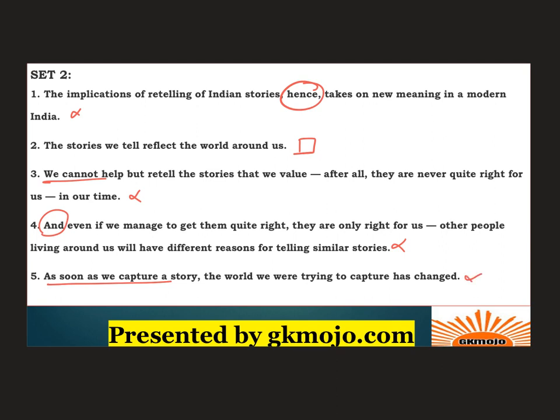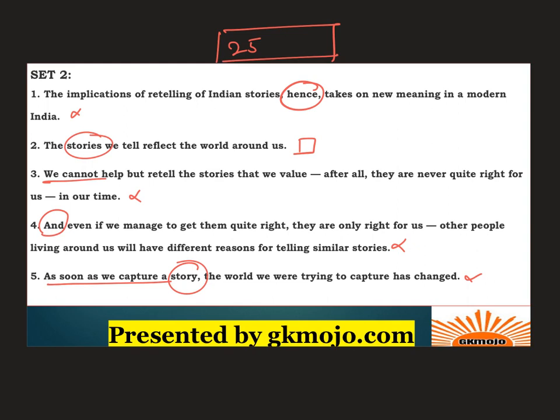The only generalistic statement over here that we can start with is statement number 2. 2 being the most general of the given statements is the best opening sentence, right? Now what will follow 2? The stories we tell reflect the world around us, right? So it is talking about story. Look at the fifth sentence. As soon as we capture a story, the world we are trying to capture has changed, right? So this should definitely come after 2. This is in continuation with the idea of second sentence. 5 follows 2 as it continues the theme of how world is captured in stories, right?